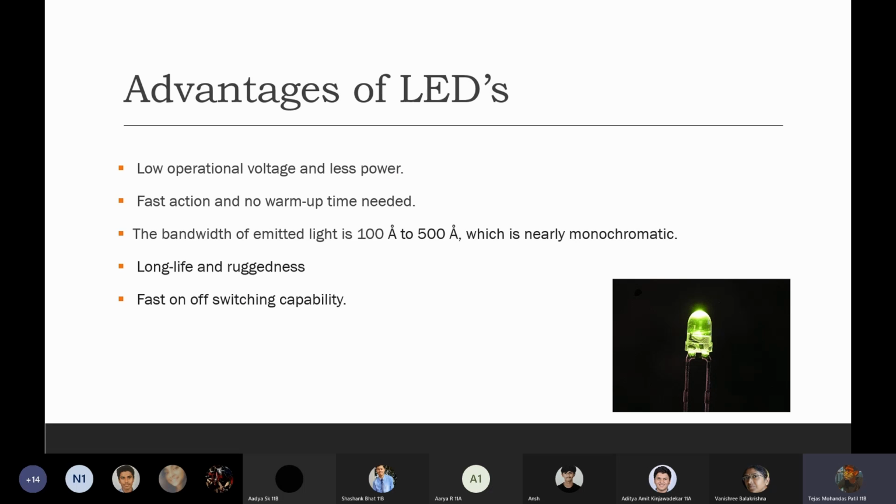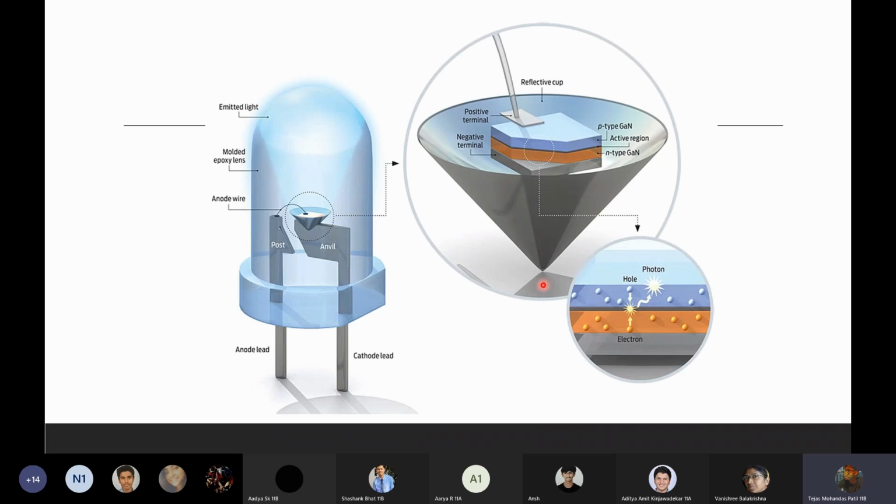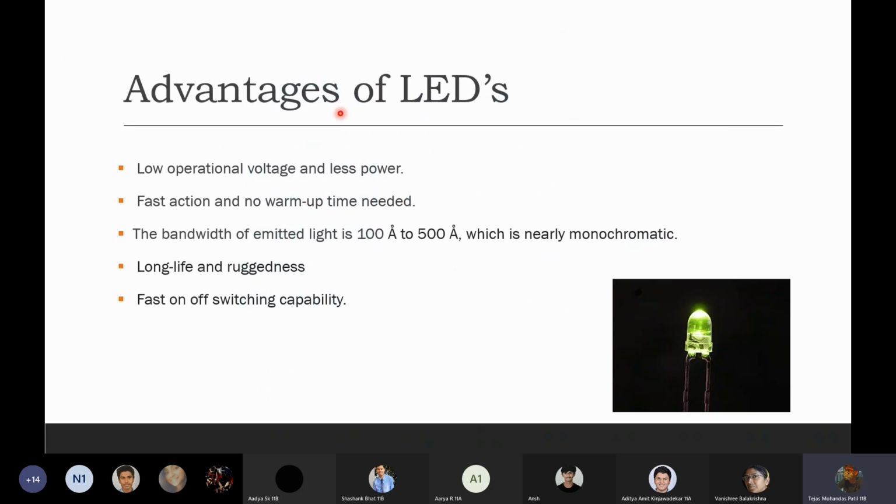But what happens in LEDs is the release of photons is just the consequence of completion of a circuit. So just because the electrons are getting recombined with the holes, the light energy is produced. So you don't need much power or much voltage to produce light in this way. There is fast action and no warm-up time needed.